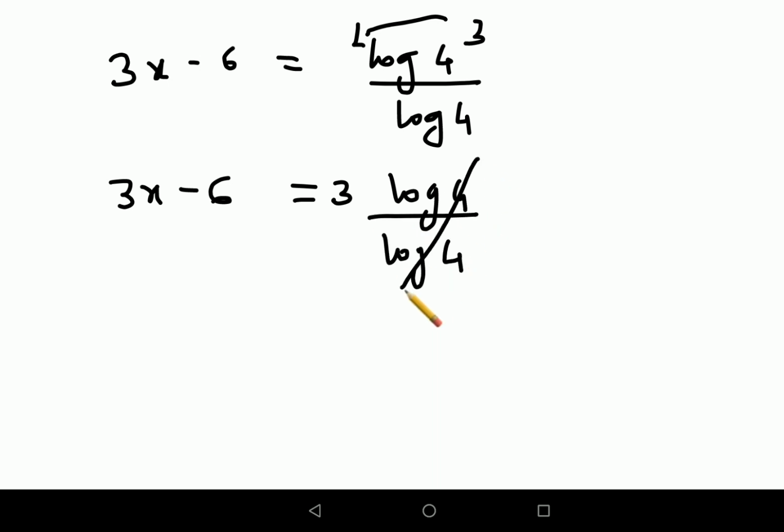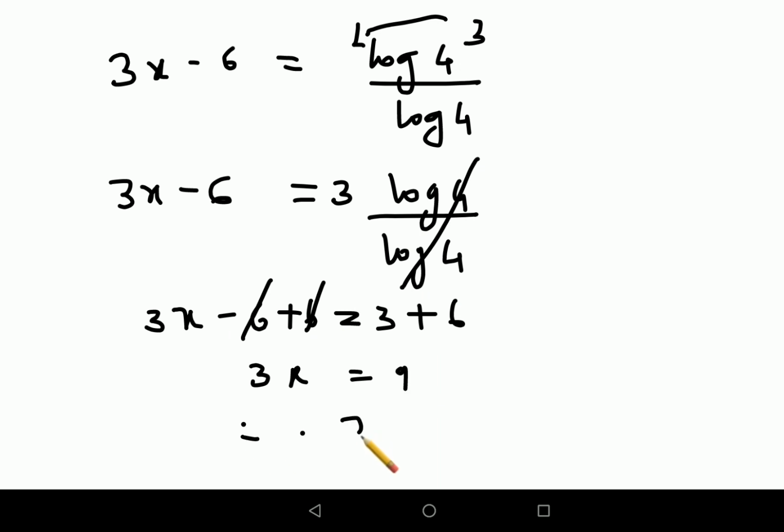So now this is getting cancelled. You are left with 3x minus 6 equals 3. Adding 6 on both sides, this 6 and this 6 cancel. 3x equals 9. Therefore, the value of x is nothing but just 3. See, both ways your answer was absolutely correct.